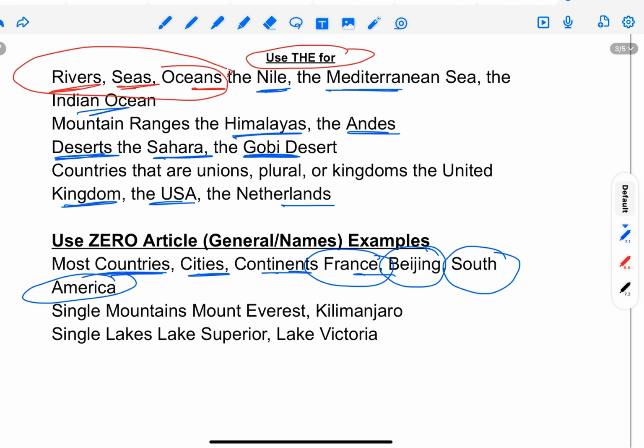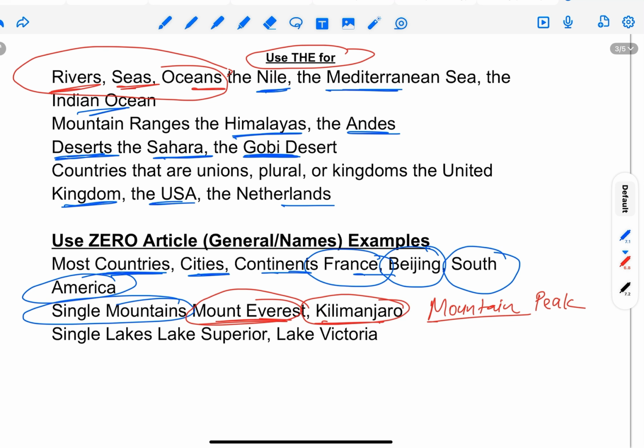Before a single mountain peak, we also don't use the article the. But mountain ranges can take the article the. For example, we cannot say the Mount Everest is the highest peak, because this is the name of a peak, not a mountain range. But we can say the Himalayan mountain range. Kilimanjaro, again, is a mountain peak, so we cannot use an article before it.